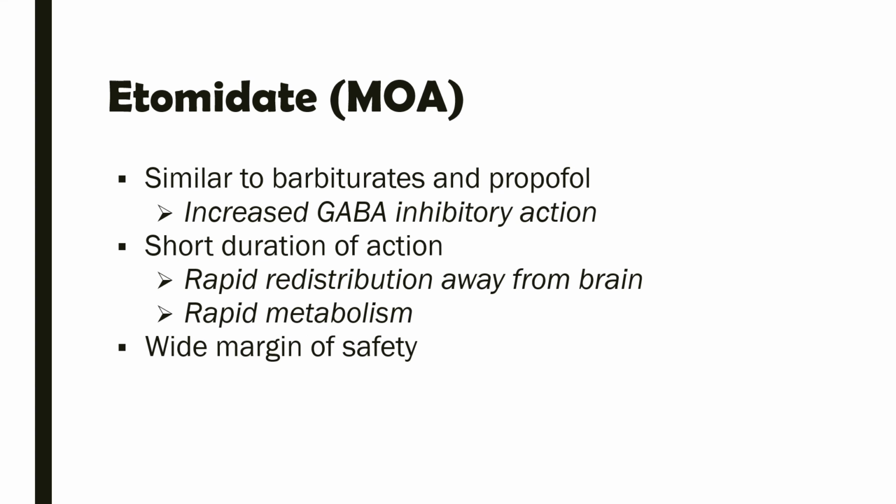For the mechanism of action of etomidate, it is similar to that of barbiturates and propofol. It increases the GABA inhibitory action, so it mimics the action of the GABA neurotransmitter. It has a short duration of action because, just like the barbiturates, it undergoes rapid redistribution away from the brain and rapid metabolism, and it has a wide margin of safety.